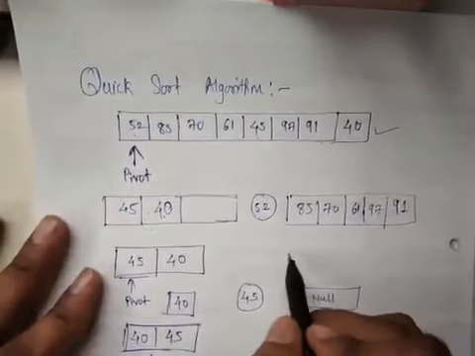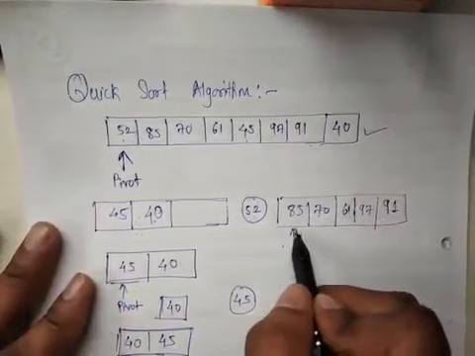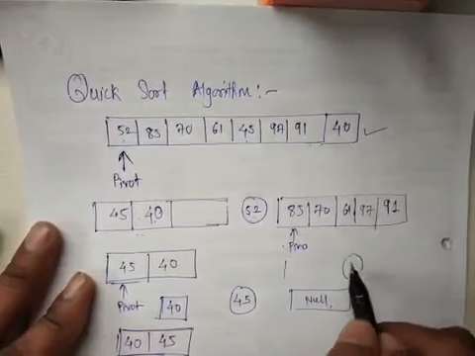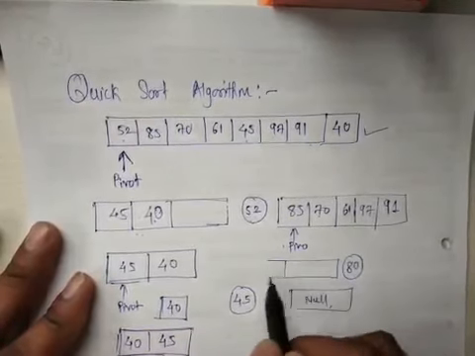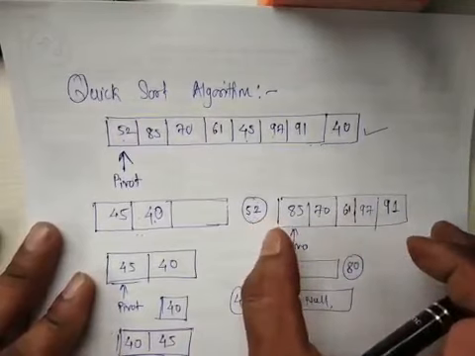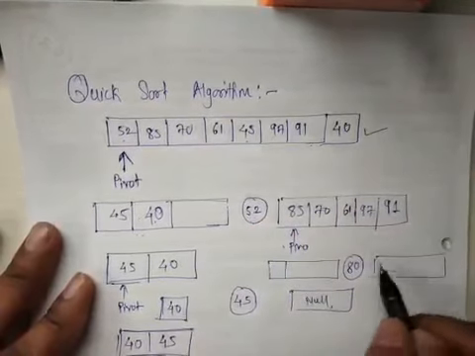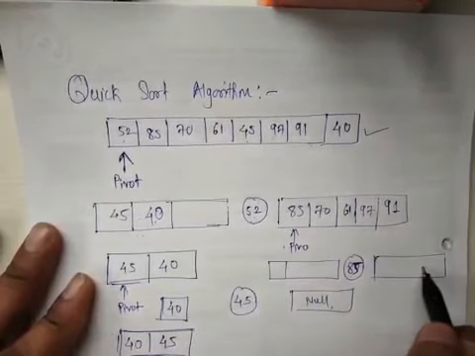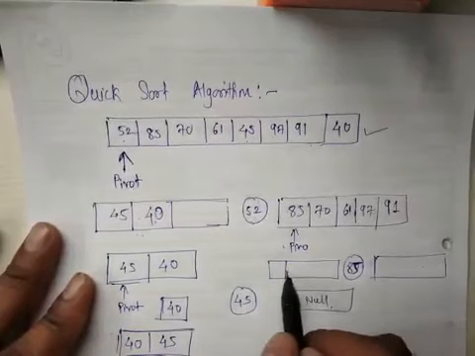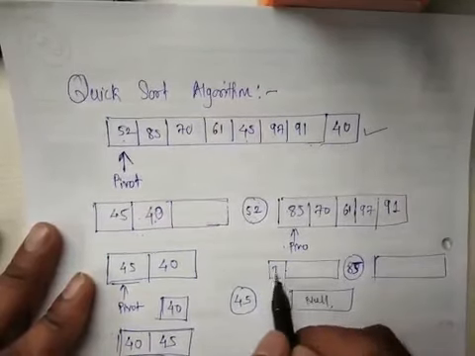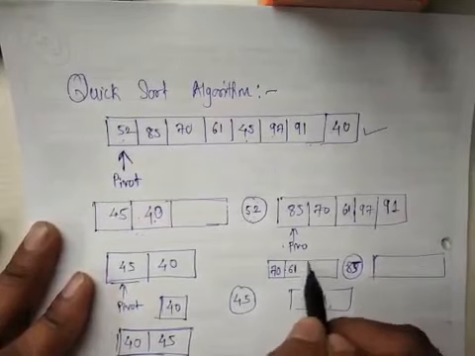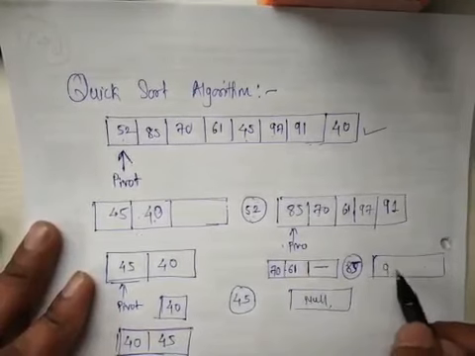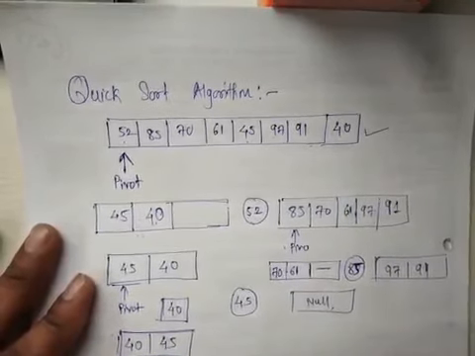Now we are going to think about this second sub array. So here this 85 becomes the pivot element. Now we are going to again divide this second sub array into two parts. The element which is greater than 85 comes in the second array, and less than 85 comes in the first array. So here comes your 70, 61, and here comes your 97 and 91. Got it?